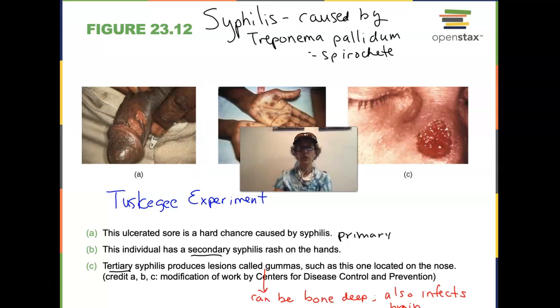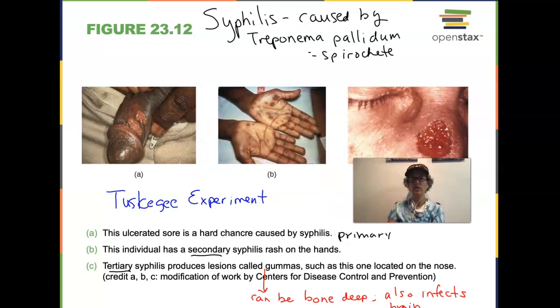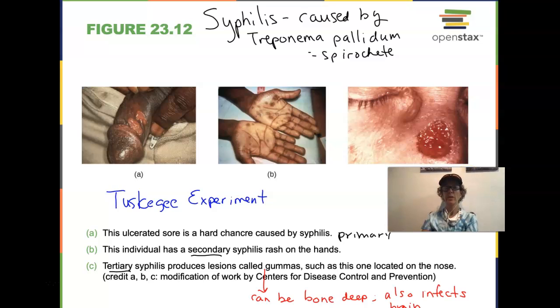Again, we show the worst case scenarios. This is syphilis. Primary syphilis is the initial sore that shows up at the site of infection, and that's typically on the genitals, no matter what type of genitals. It's called a hard chancre. It's hard because it's not squishy and it's not necessarily painful.